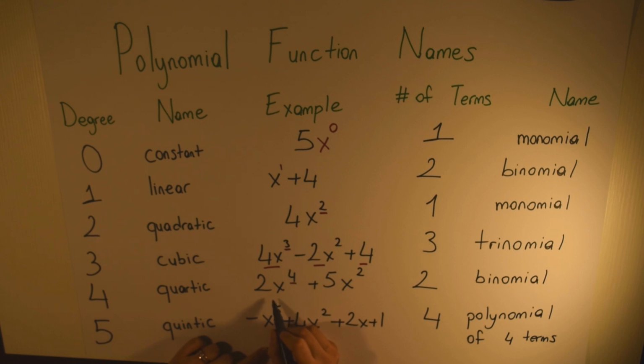And here we have 2x to the power of 4 plus 5x to the power of 2. We have two terms, right? So it's called binomial. And here we have 1, 2, 3, and 4 terms, which makes it a polynomial of 4 terms. When it is more than 4, we call this just a polynomial.